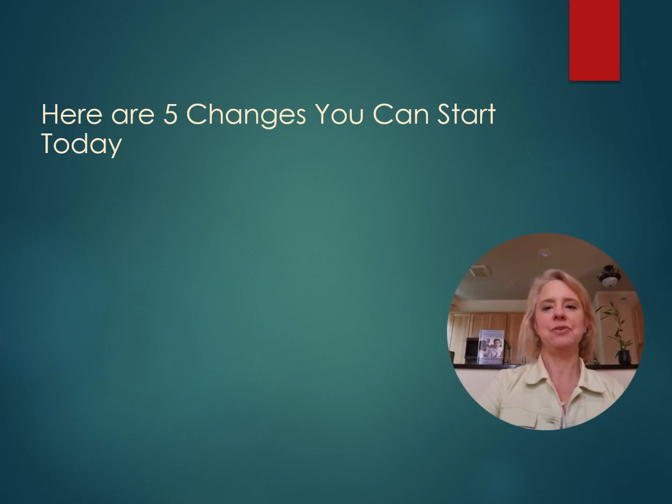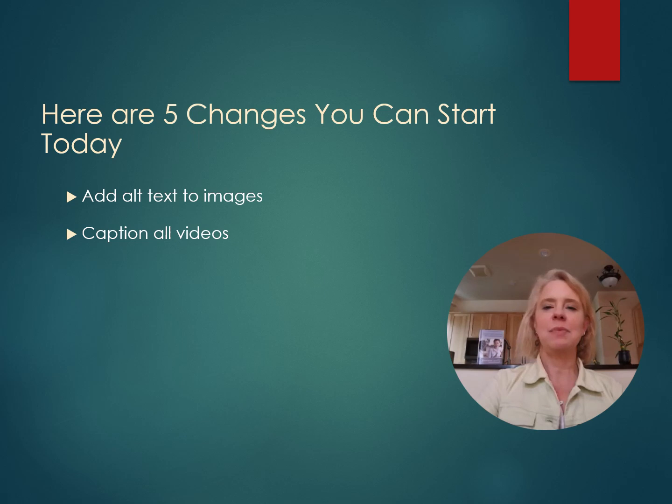Accessibility can feel overwhelming, but it doesn't have to be. Here are 5 changes you can start making today that will make a big impact. Add alt text to images. This allows screen readers to describe visuals to users who can't see them. Caption all videos. Captions support users who are deaf or hard of hearing, and they help everyone in noisy or quiet environments. Use descriptive headings. Clear headings not only improve accessibility, they also help everyone navigate your content more easily.